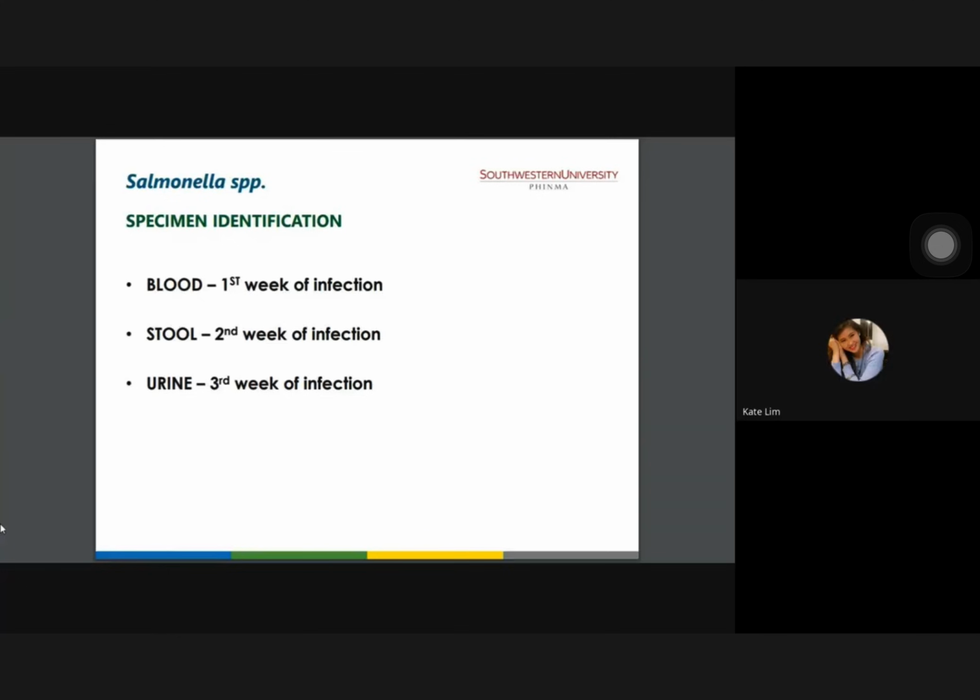So we have here the urine specimen. For the urine specimen, that would be the third week of infection. By the third week of infection, the bacteria may spread to the urinary tract. So urine specimens are collected to check for the presence of Salmonella in the urine. If there is already Salmonella in the urine, this can be indicative of a systemic infection or some complications of the bacteria, such as sepsis or bacteremia. So we collect different specimens at various stages. Just remember your BSU: blood, stool, and urine, first, second, and third.